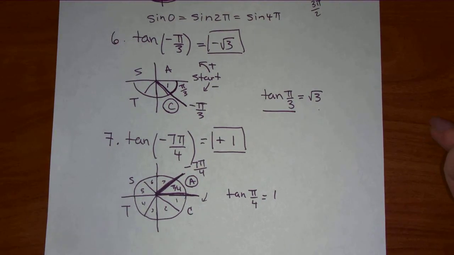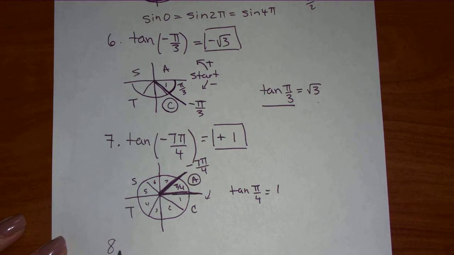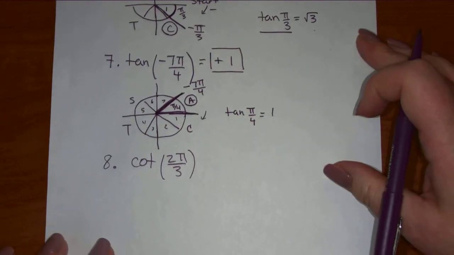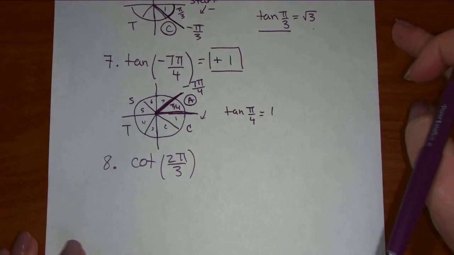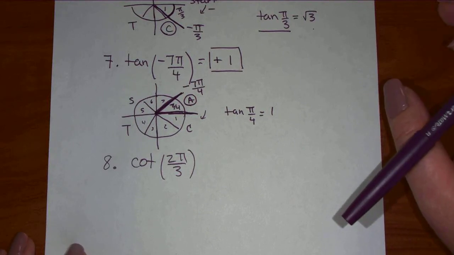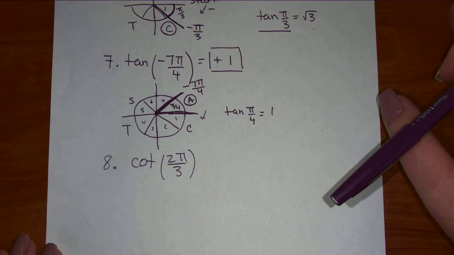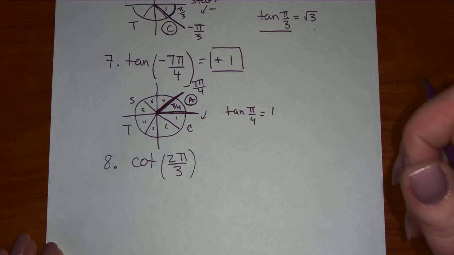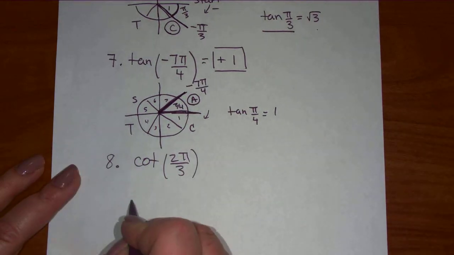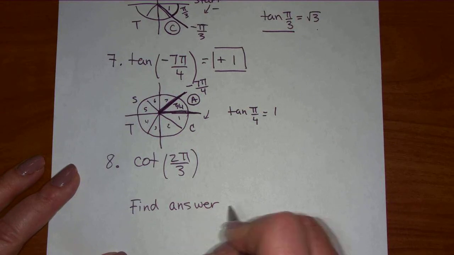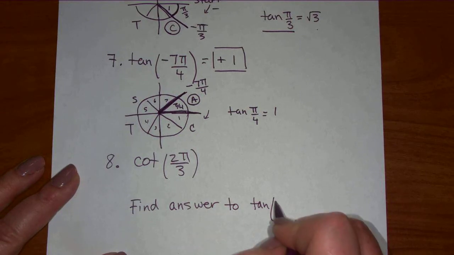How would you do this? Cotan of 2 pi over 3. So only sine, cos, and tan are in the table. So what do we do? How do we do one of the other 3 that aren't in the table? What's it the reciprocal of? What do we flip over to get cotan? Tan. So we look up, we find the answer to tan. So whatever that answer is, and then we flip it over.